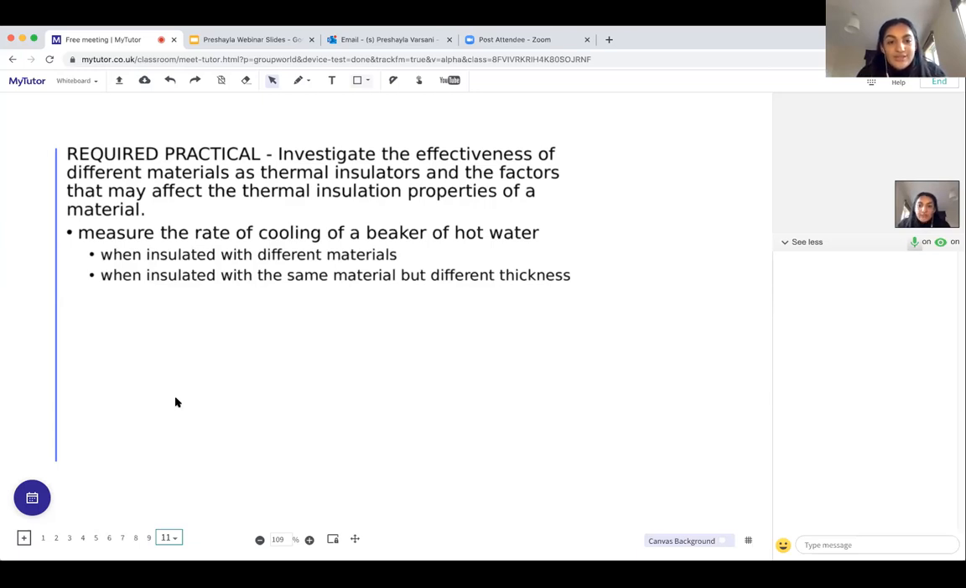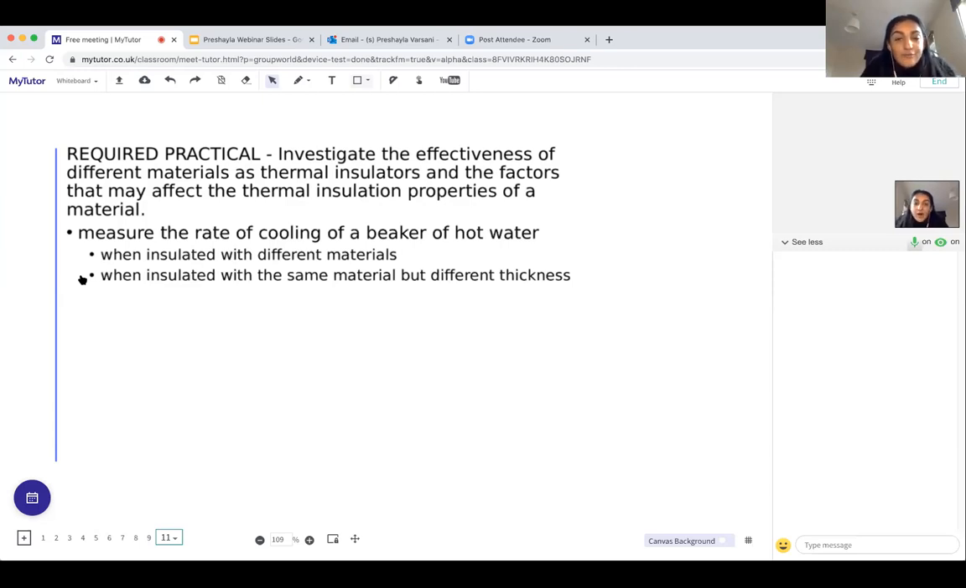So you can see the 2 parts of the experiment are here. The first part is investigating how the beaker cools down when insulated with different materials. Okay, so we might try cotton wool, we might try cardboard, we might do one without any insulation. So we're going to be trying different materials. Okay, so we're going to be trying to see how effective it is at keeping the heat in.